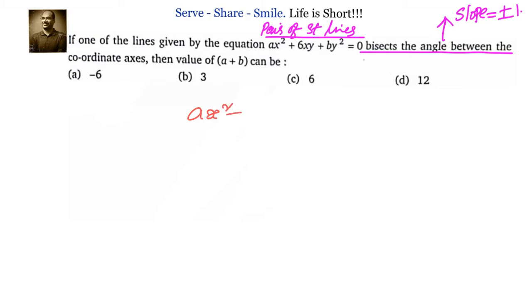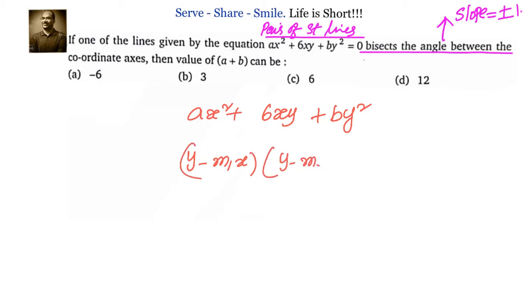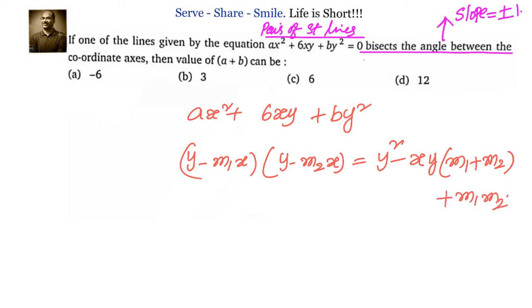Before that, let us try to understand this pair of straight lines, how we can get a relationship here. So we'll write down ax square plus 6xy plus by square as a combination of two straight lines, y minus m1x and y minus m2x. Now let's multiply y minus m1x and y minus m2x and compare with ax square plus 6xy plus by square, so that we can establish a relationship between a, b and m1 and m2.